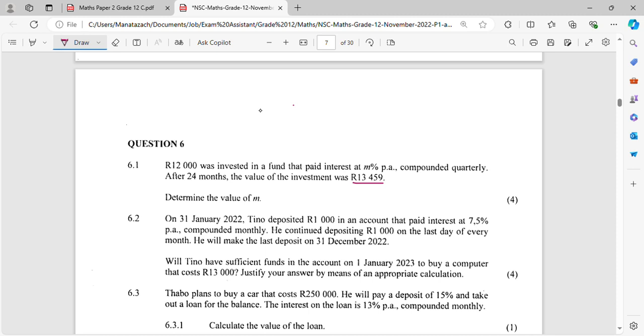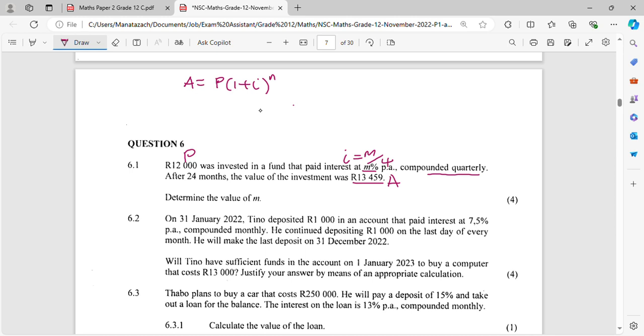So basically we're going to be using this formula here: A is equal to P(1 plus i) to the power n. You realize that the value of A is this one, that's what the investment is going to be in the future. And then this is how much was invested, so that's going to be our P. And then our M, since it's compounded quarterly, we're going to be dividing our M by 4. So this is our i actually.